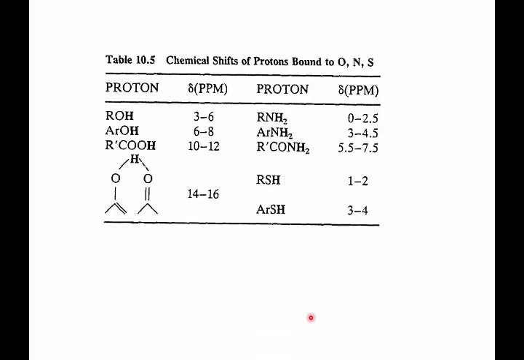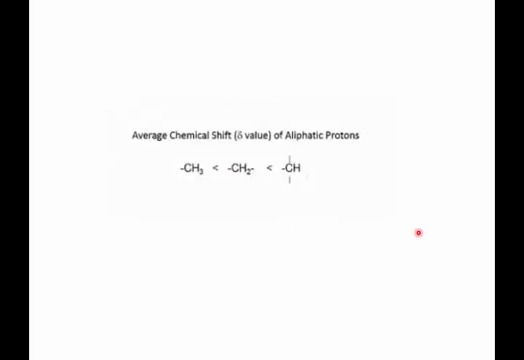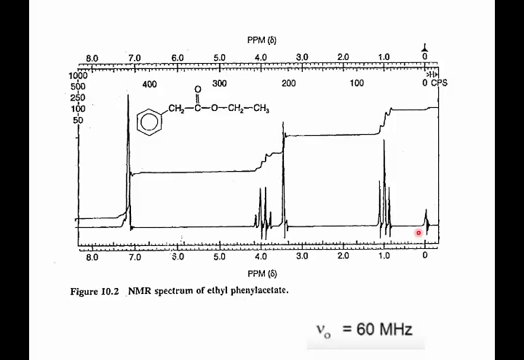Next, we take a look at table 10.5. This table gives the average chemical shifts of protons attached to oxygen, nitrogen, or sulfur. One of the things to notice here is that the observed chemical shift ranges are fairly broad. A carboxyl hydrogen, interestingly, has a very large delta value of 10 to 12 ppm.